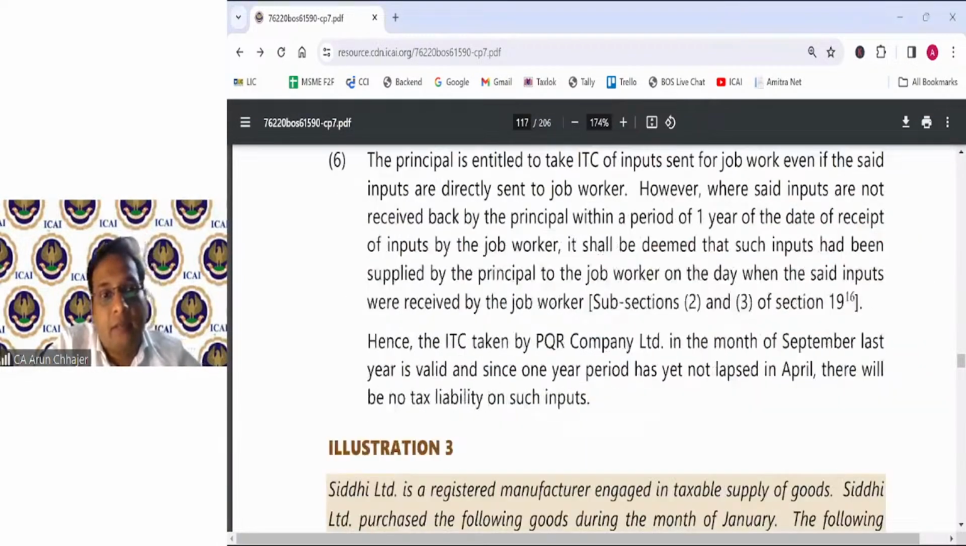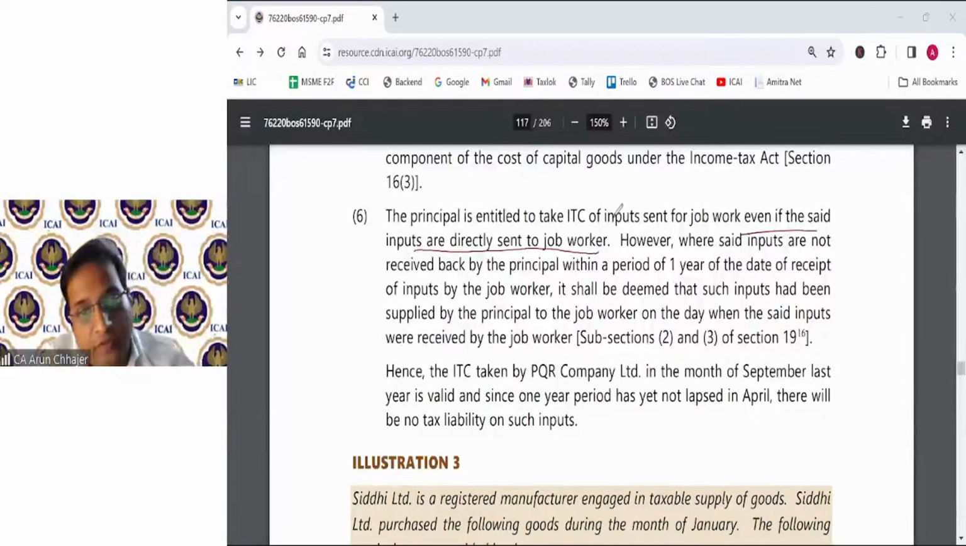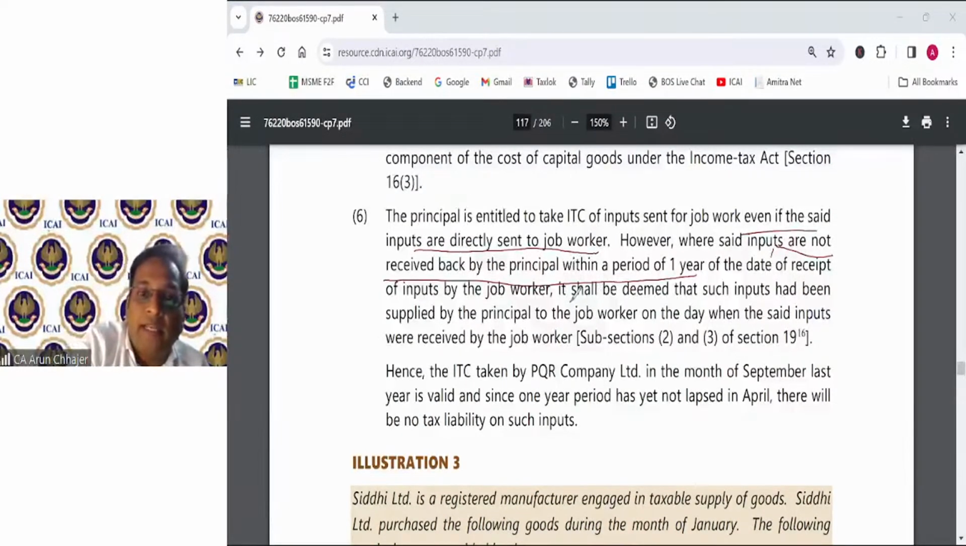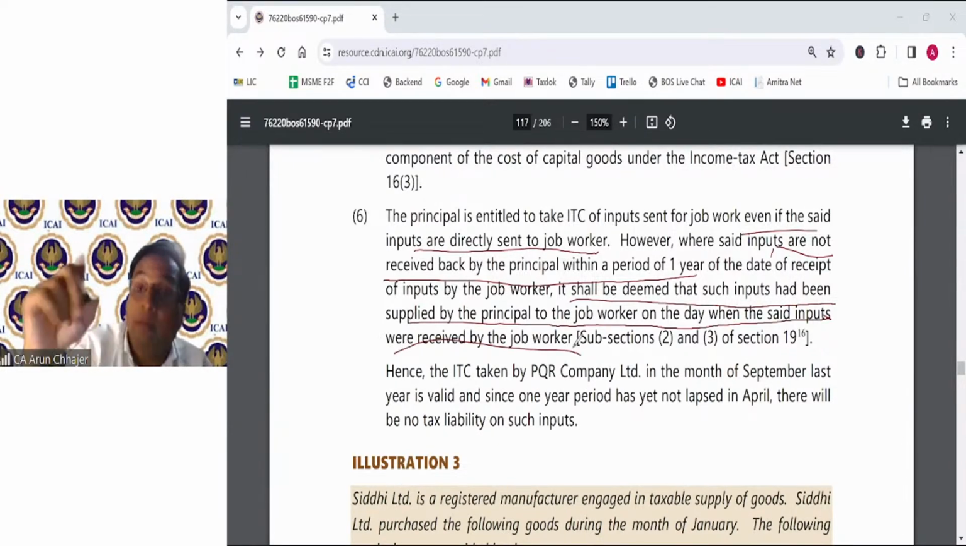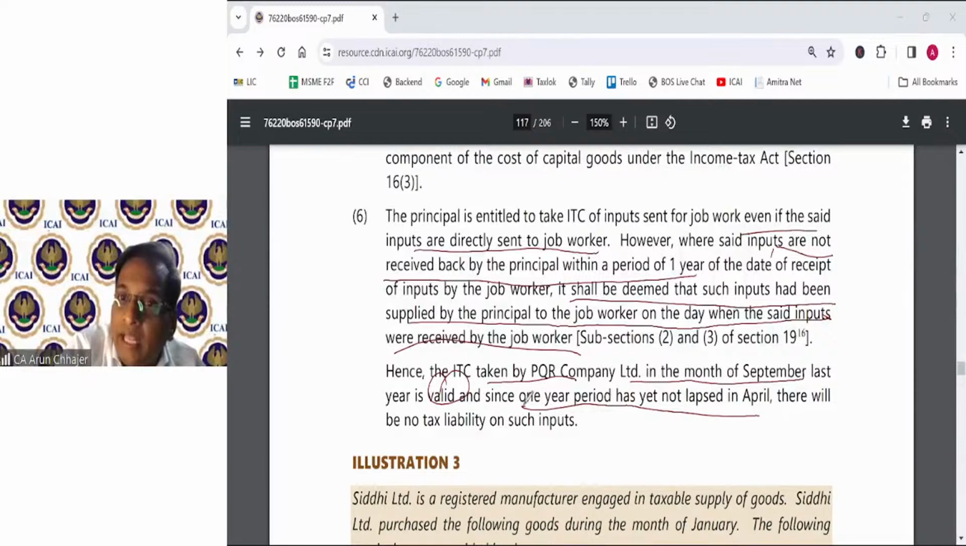The principal is entitled to take the ITC of inputs sent for job work even if the goods are directly sent to the job worker. However, where said inputs are not received back by the principal within a period of 1 year of the date of receipt of inputs, it shall be deemed that such inputs have been supplied by the principal on the day when the said inputs were received by the job worker. Hence, the ITC taken by PQR in the month of September last year is valid, and since 1 year has not elapsed in April, there is no tax liability.